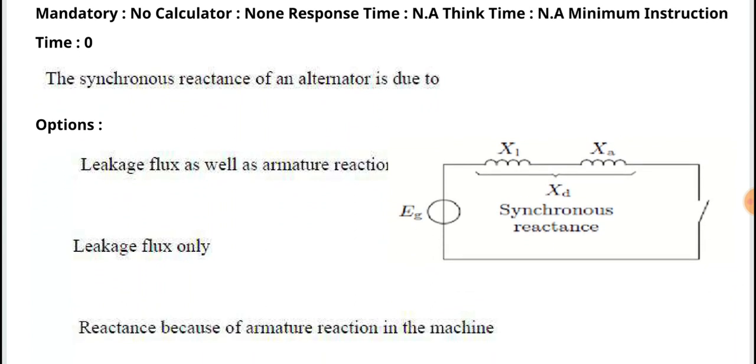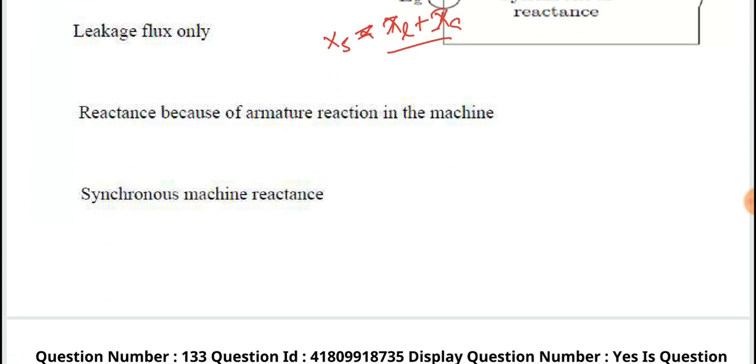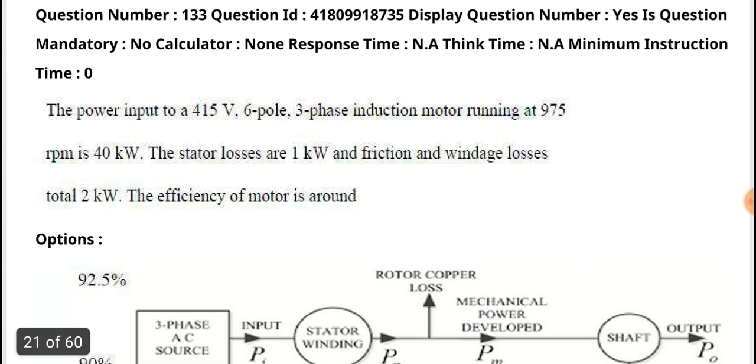Next one, the synchronous reactance of an alternator is due to. So synchronous reactance XS is equal to the leakage reactance plus armature reactance, so XL plus XA is equal to the synchronous reactance here. So the answer will be leakage reactance as well as armature reaction reactance. Answer is A here.